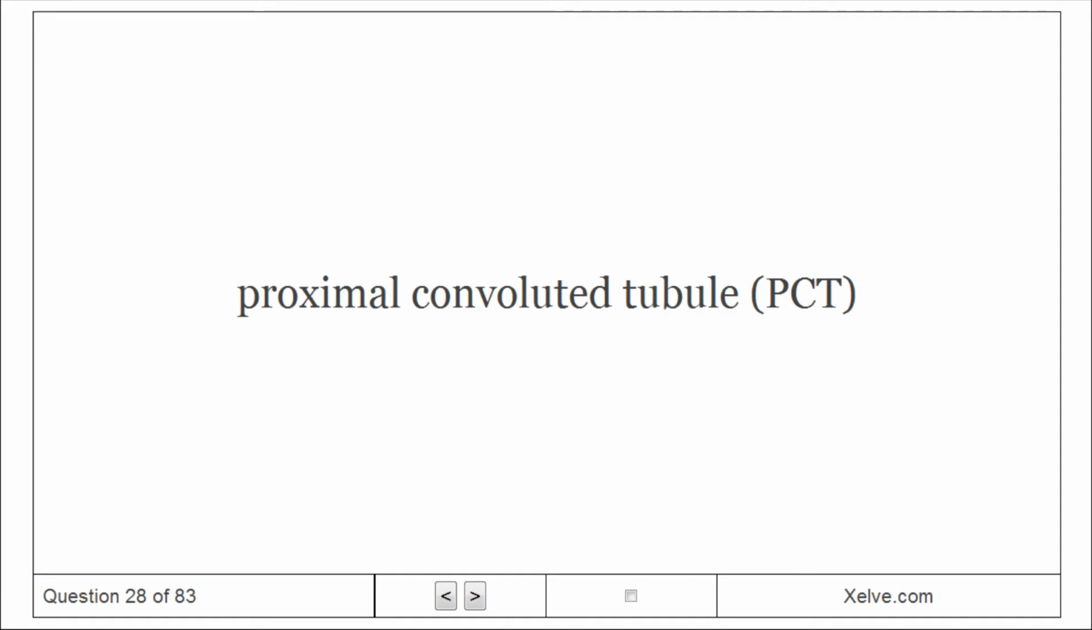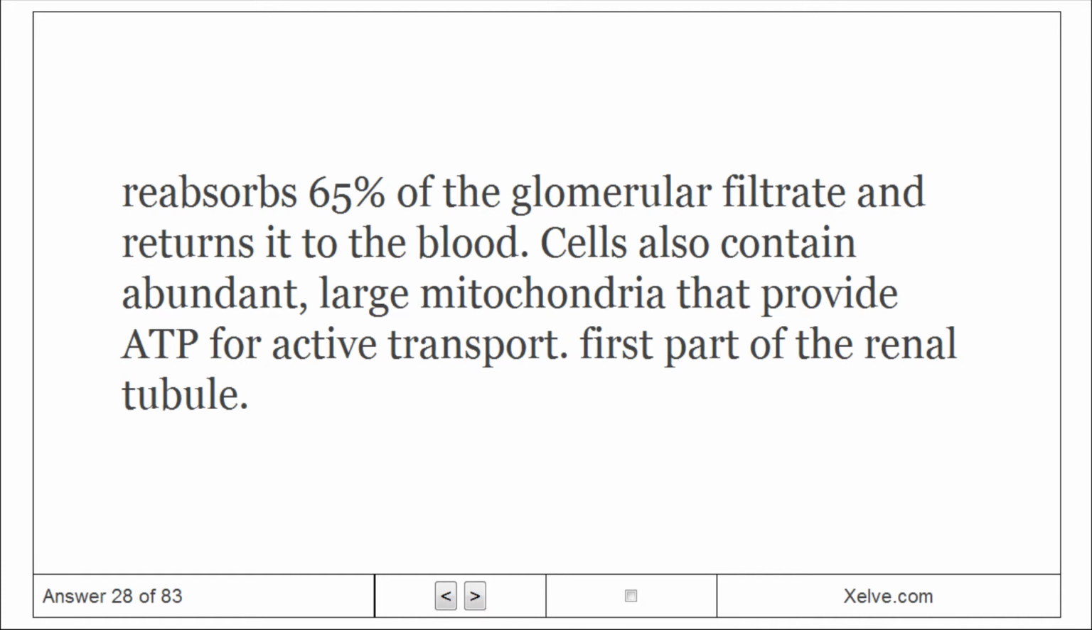Proximal convoluted tubule reabsorbs 65% of the glomerular filtrate and returns it to the blood. Cells also contain abundant, large mitochondria that provide ATP for active transport. First part of the renal tubule.